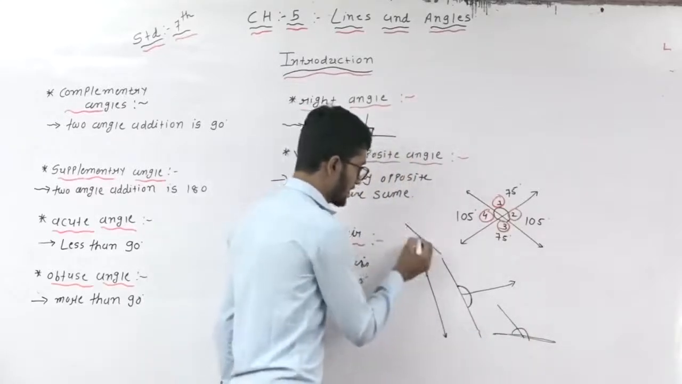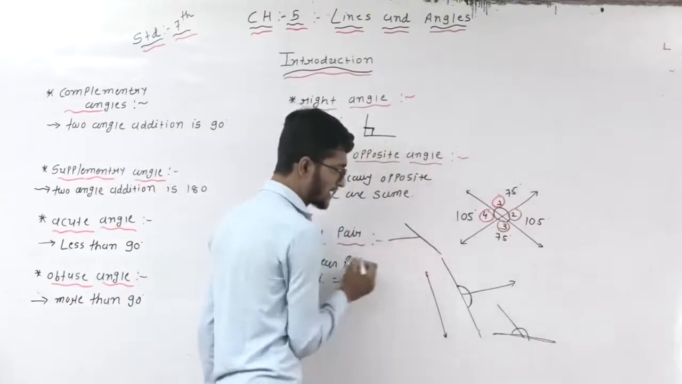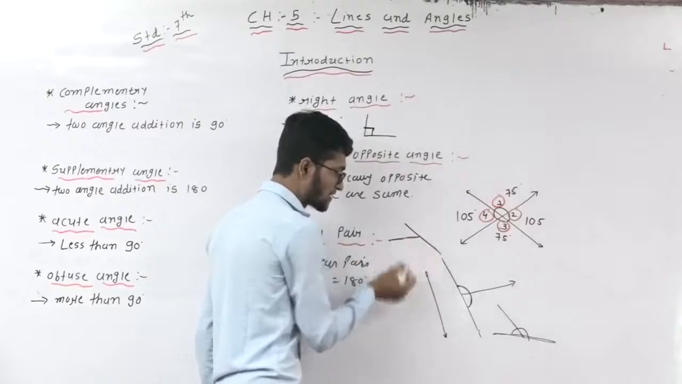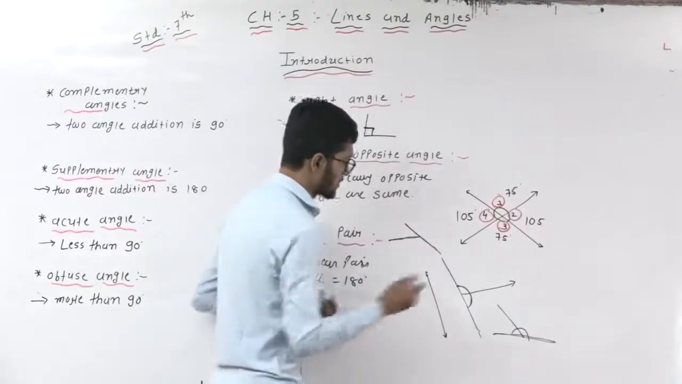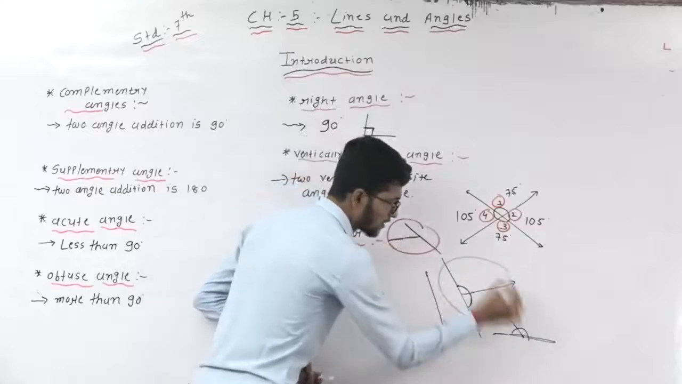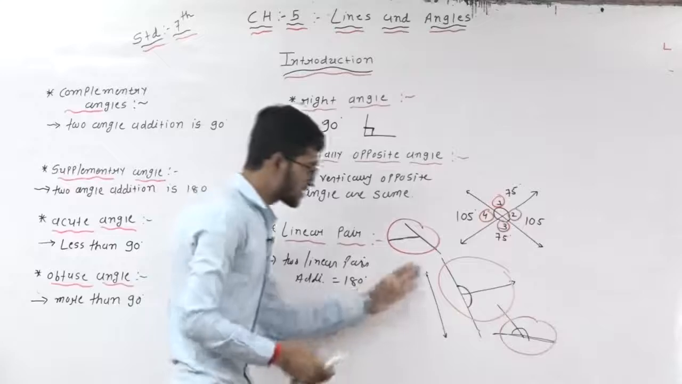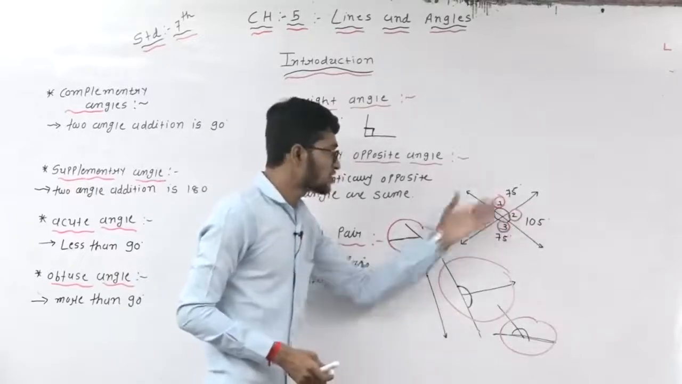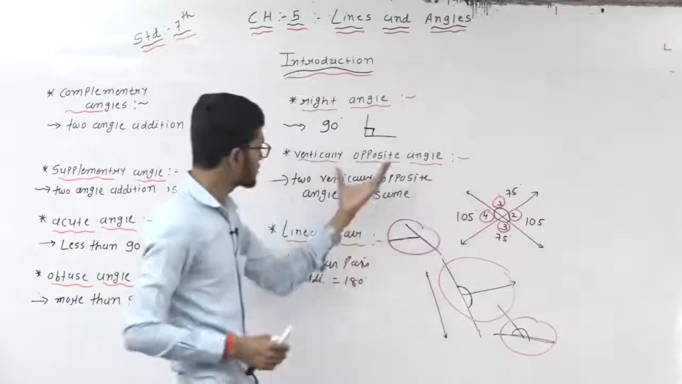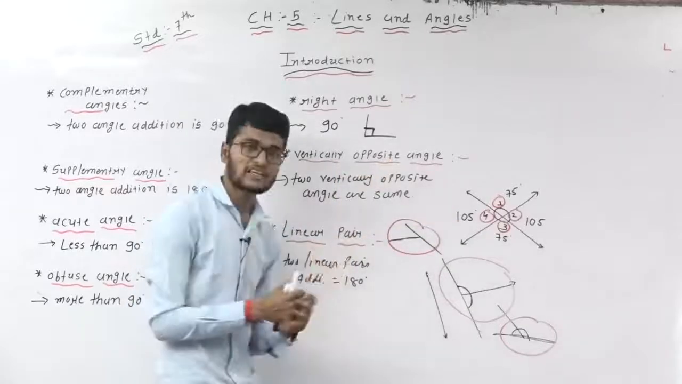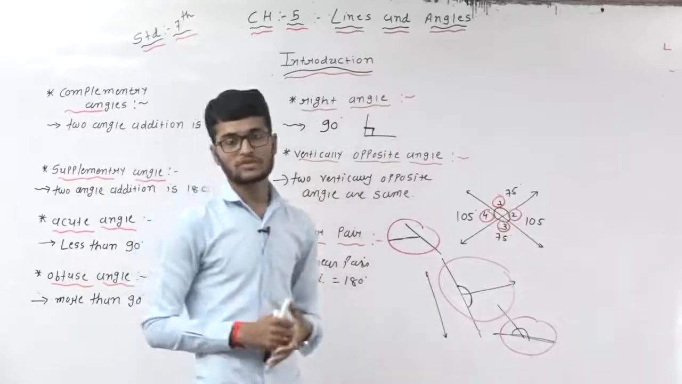Same, suppose there is a figure like this. One straight line divided into 2 parts, so this is also a linear pair. So dear students, these 3 are the linear pair examples, and a straight line means 180, and this is called a vertically opposite angle. So is it clear what the vertically opposite angles are and what the linear pair is? Okay. These are the angles we discussed in this chapter.